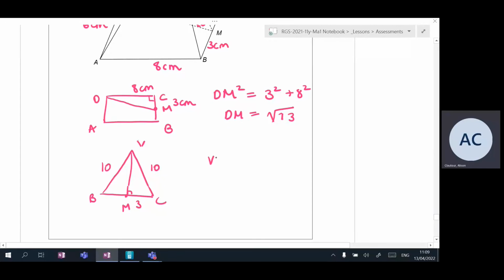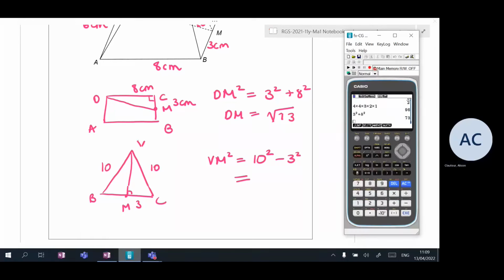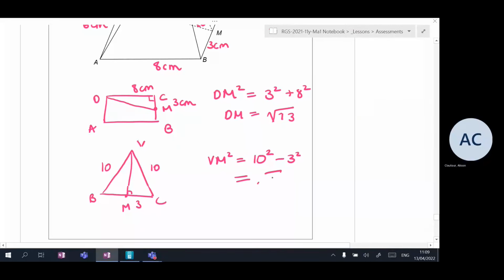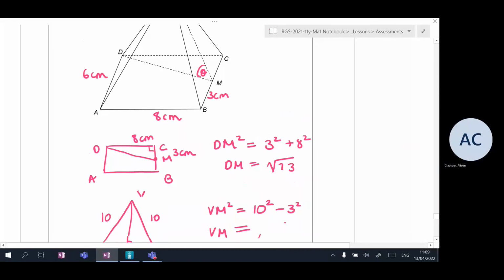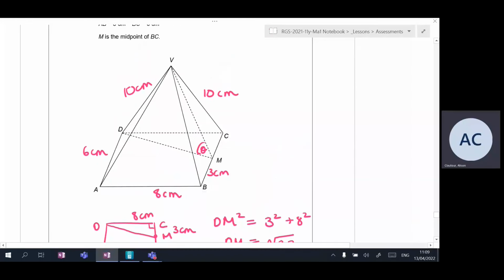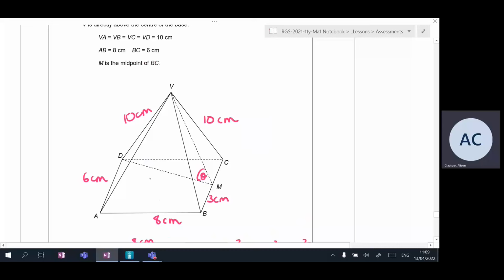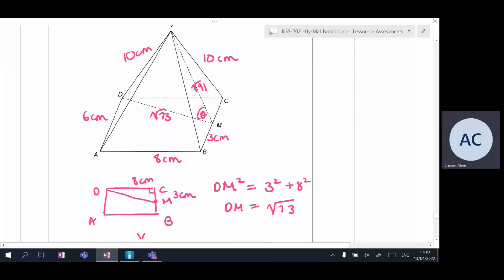To find VM, we're just doing Pythagoras again, but this time you haven't got the hypotenuse. We're doing 10 squared take away 3 squared, which is 91. So this is root 91. Okay, so you've now got all the sides in your triangle. We know that DM was root 73, so this one here is root 73, this one here is root 91, and the other side is obviously 10.